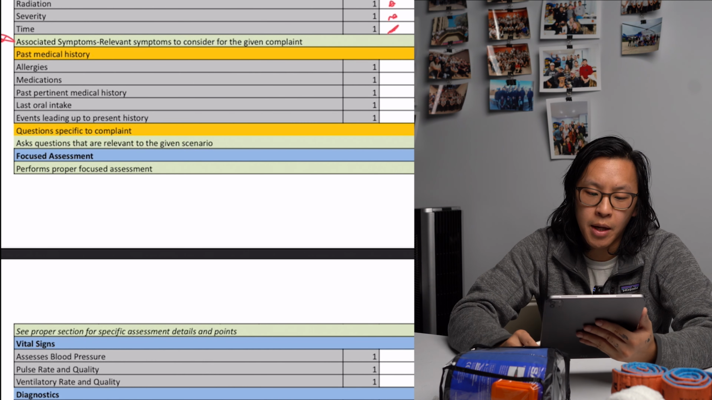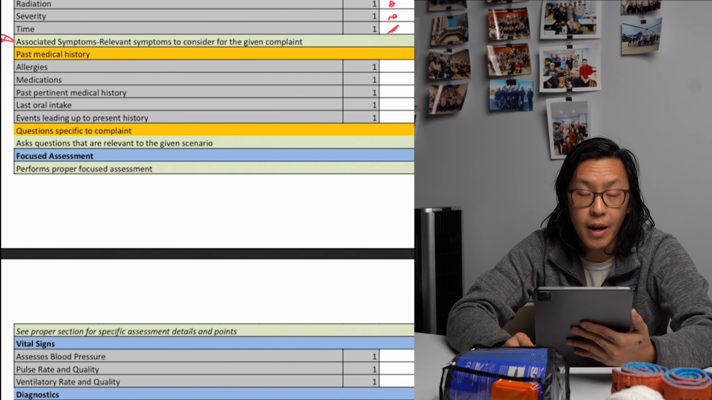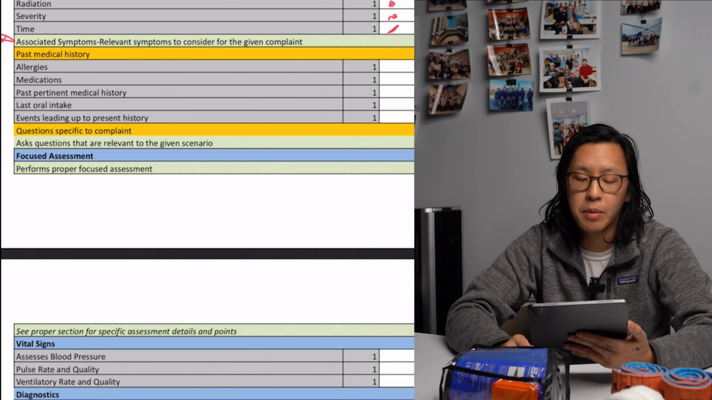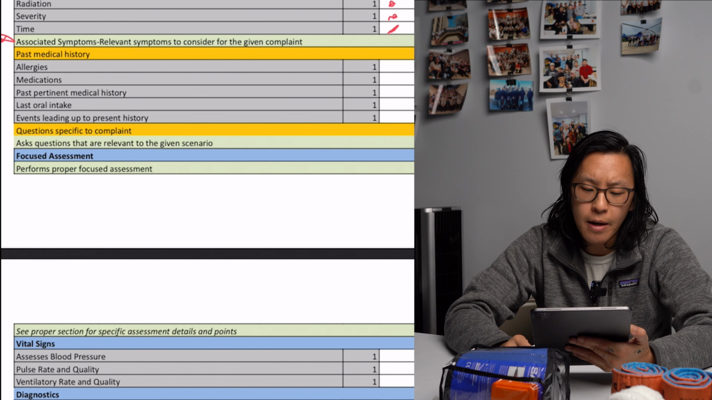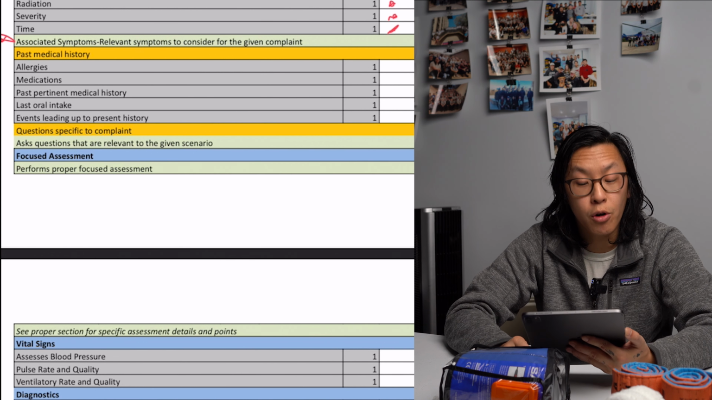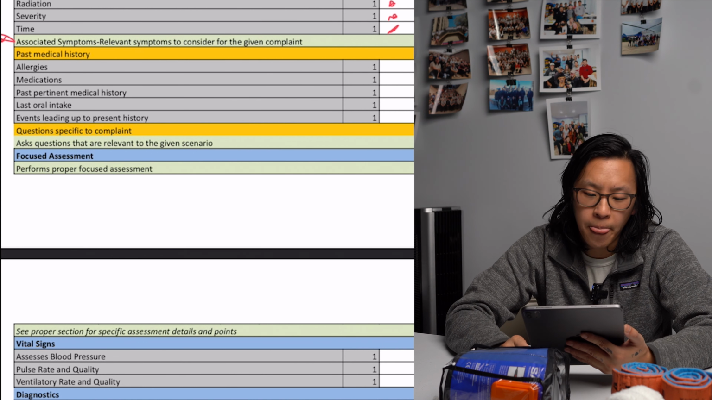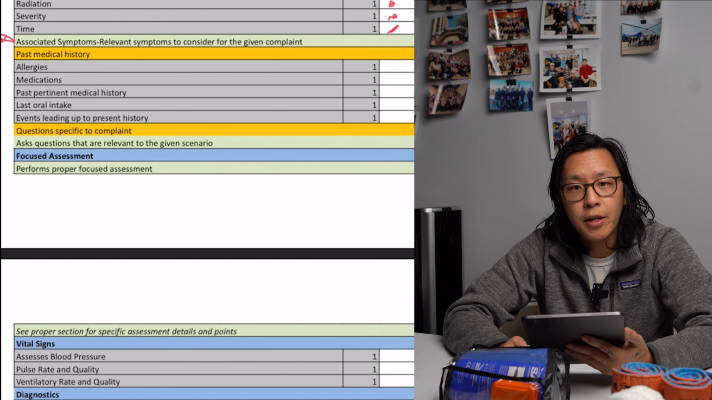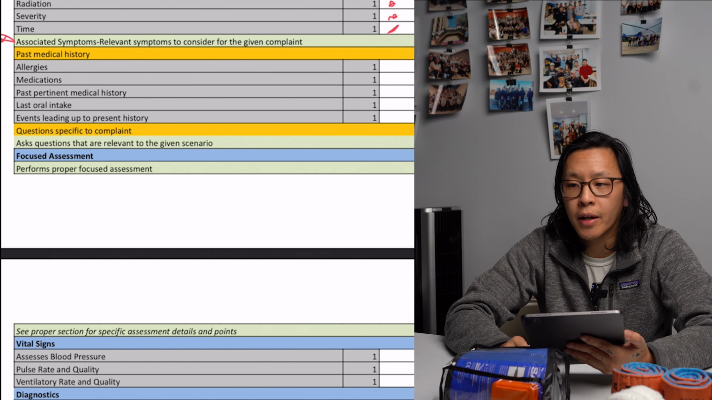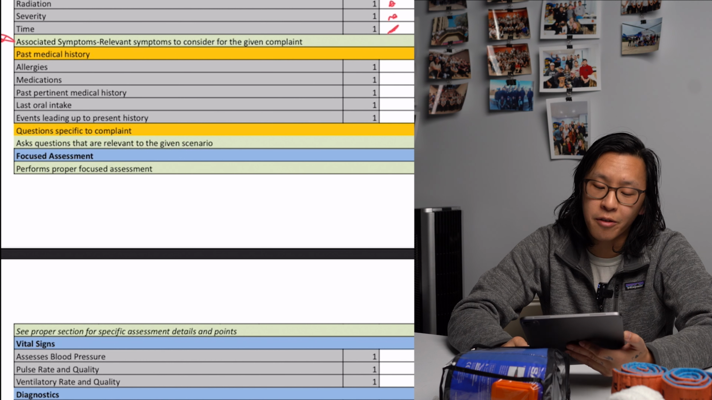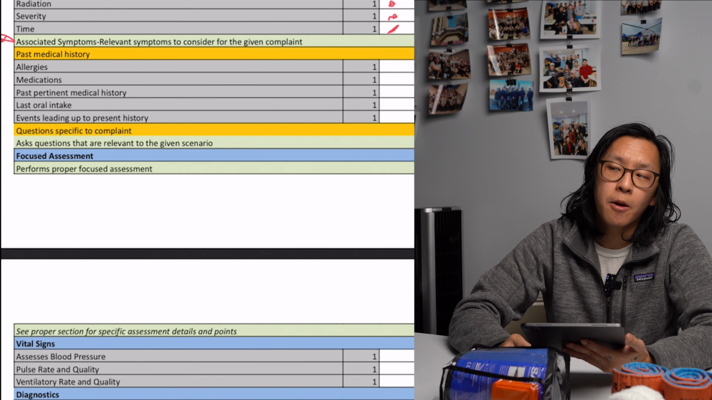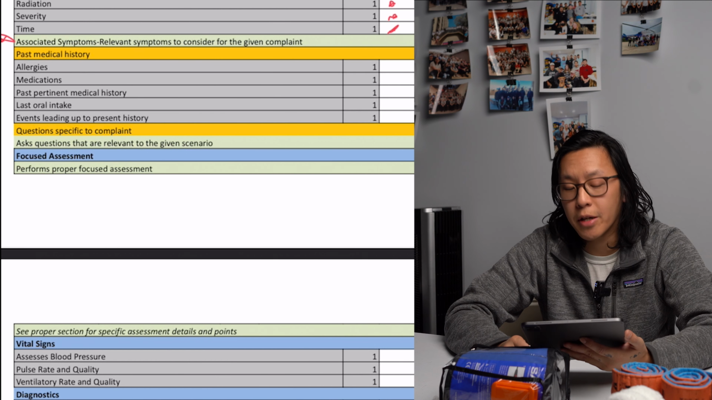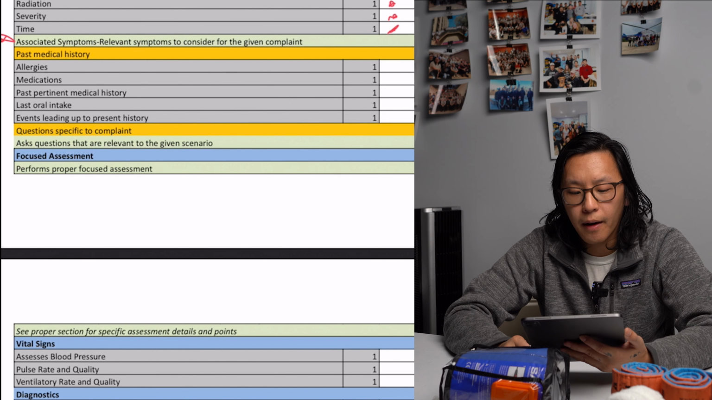Now, if we were to move on to SAMPLE, the A is for allergies, and if you see in documentation NKA or NKDA, that stands for no known allergies or no known drug allergies, just FYI. M is for medications. Do they have a list of medications? And over time, just by looking at a list of medications, you'll be able to determine what types of issues or conditions this patient is currently experiencing.